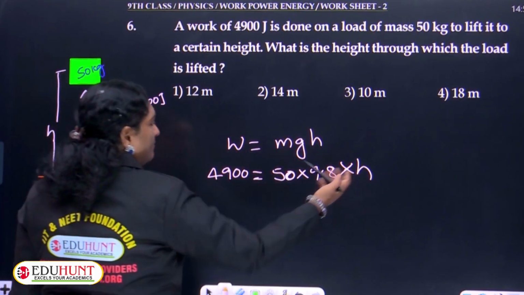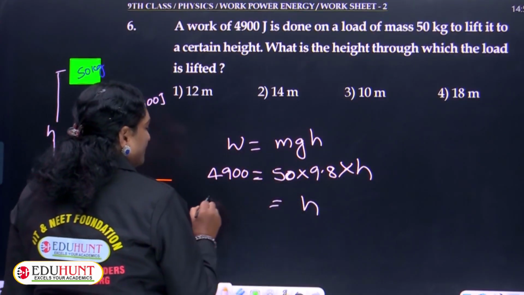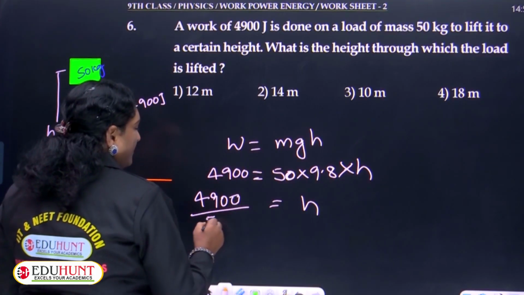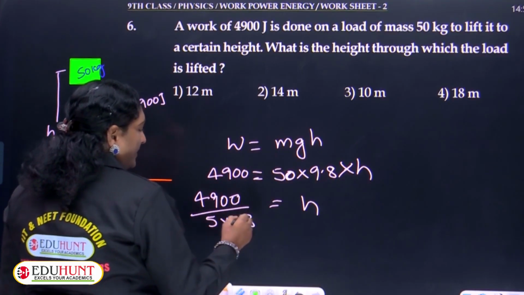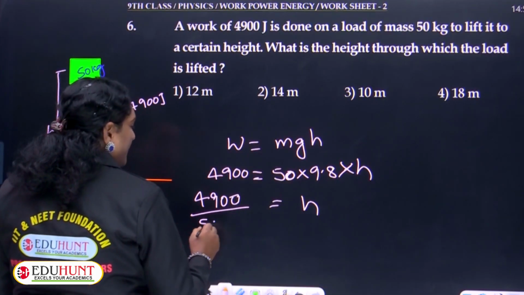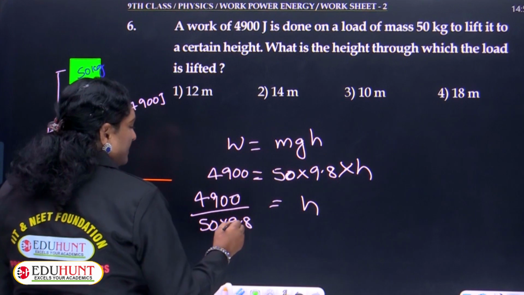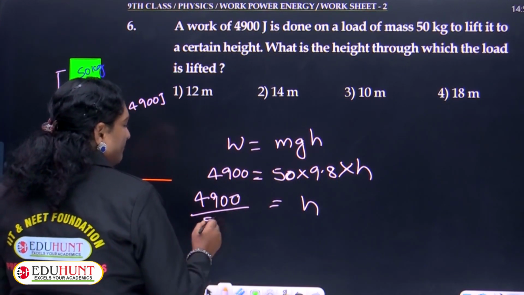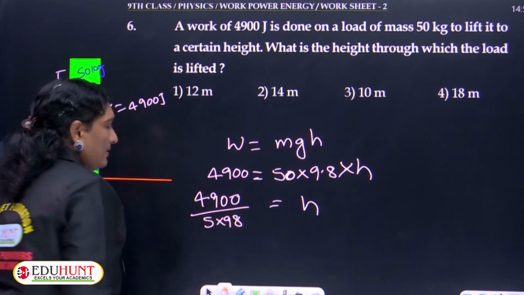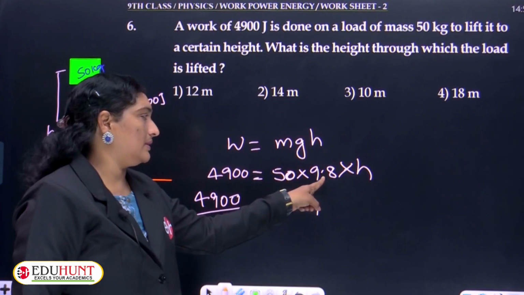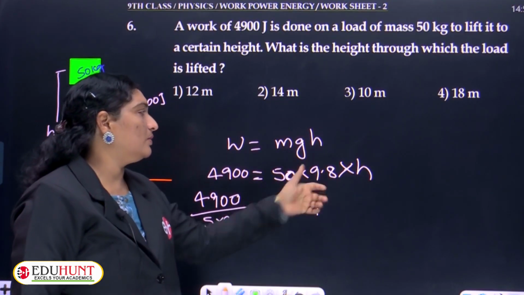So, in order to find the value of h, it is found to be 4,900 upon 50 times 9.8. And removing the decimal, 50 times 9.8, I can make it as 5 times 98. So, I just multiplied 50 with 0.1 into 9.8, then it becomes 5 into 98.